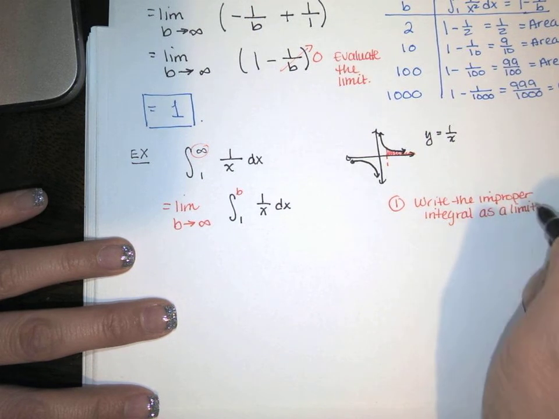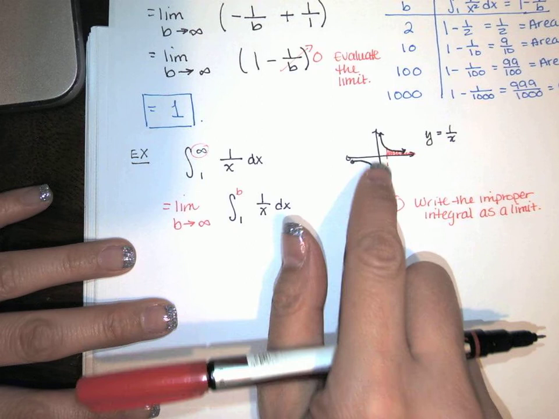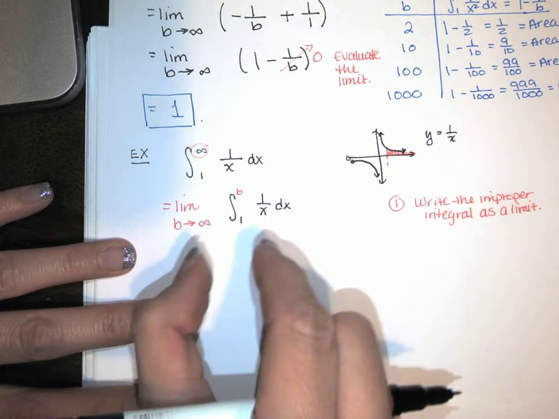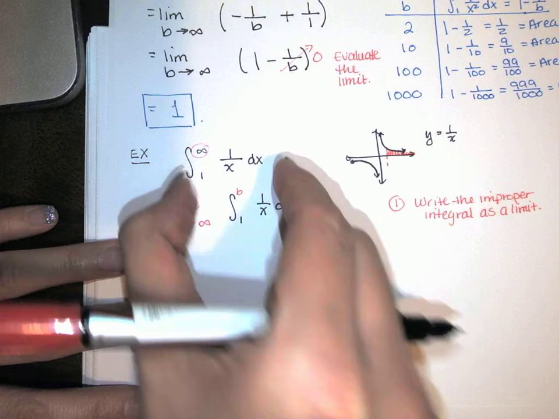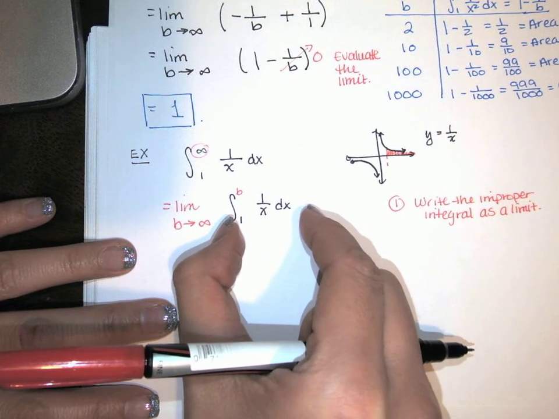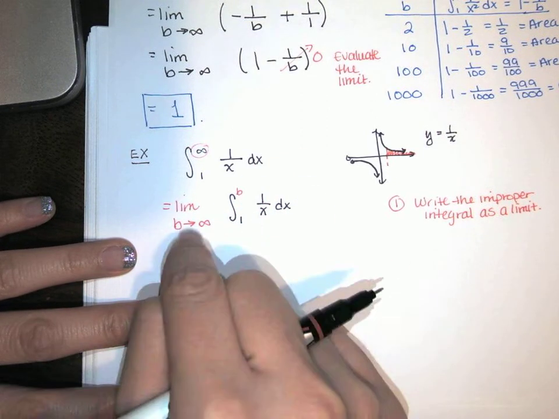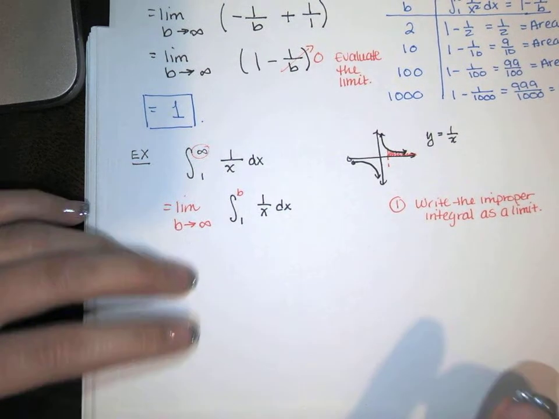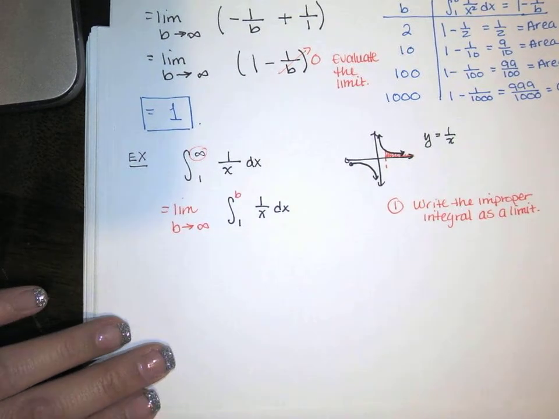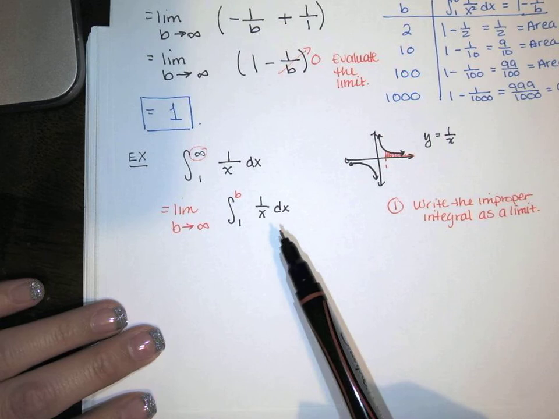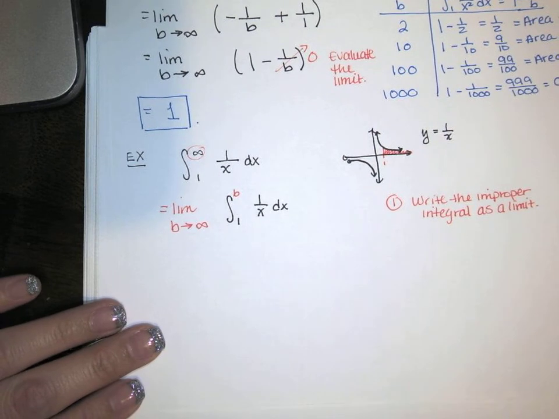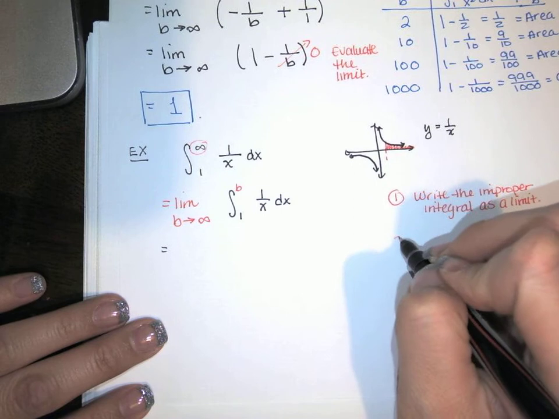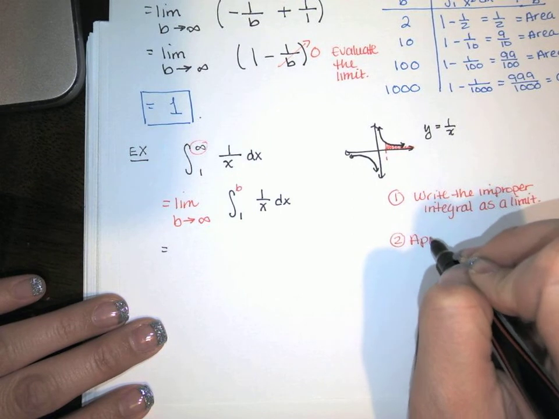Even if I don't know what it looks like, even if I have no sense of the graph, this is equal to this. The fundamental theorem of calculus does not apply to this, but it does apply to this. So I can just do this and then take the limit of the answer. And that's going to tell me something about the area of that region right there. Okay, so I've written the improper integral as a limit, and now I'm going to apply the fundamental theorem of calculus.